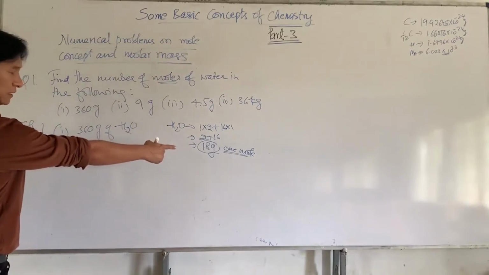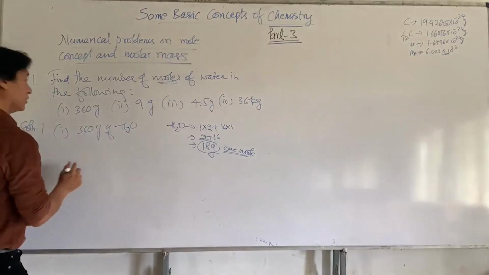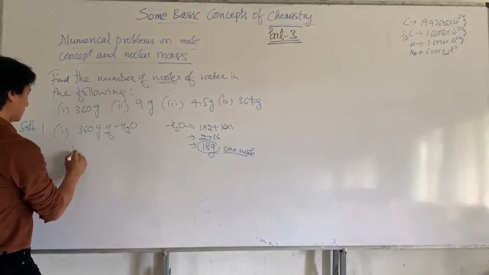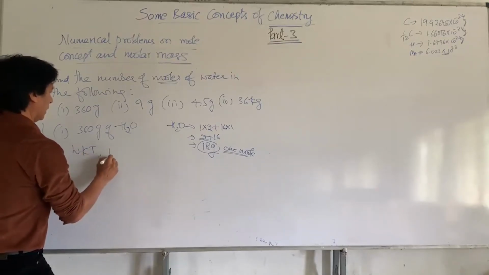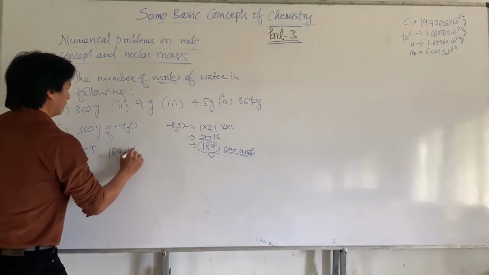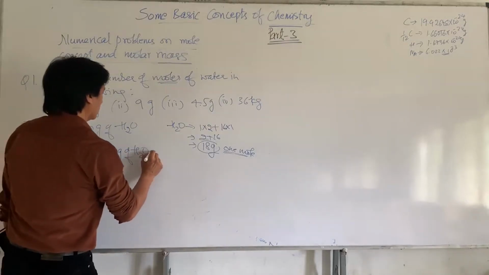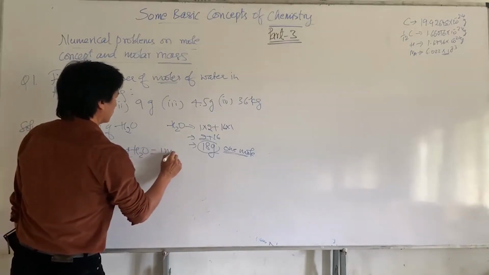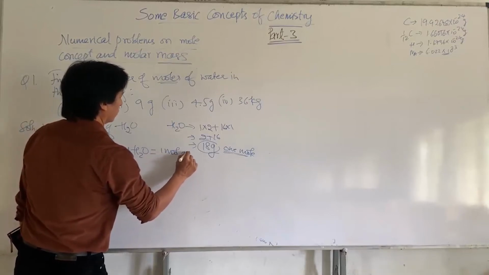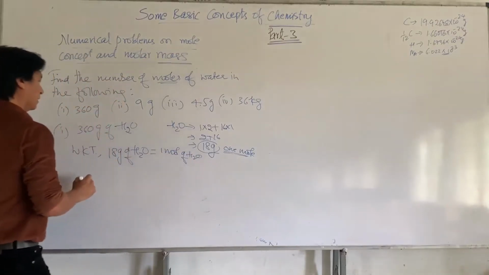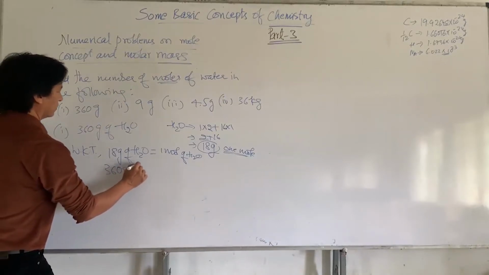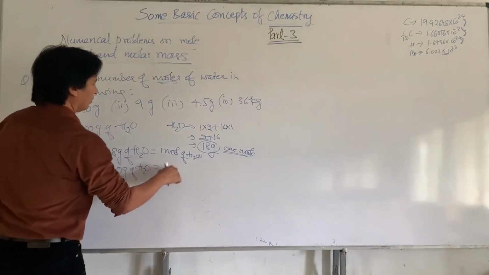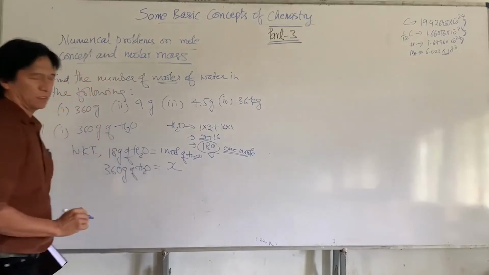Now, taking this as the standard expression, you can easily find. So let's see. We know that 18 grams of H2O is equal to 1 mole of water. Right? Now, when you are given 360 grams of water, this is equal to how many moles? You can take it as X.